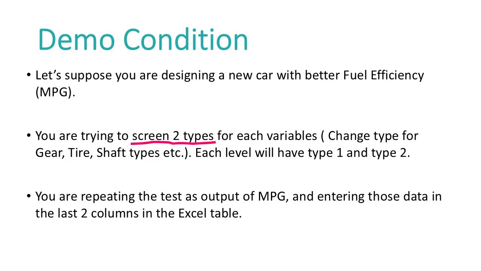Let's suppose you are designing a new car with better fuel efficiency. You are trying to screen 2 types of each variable, changing types for gear, tires, shafts, and so on. Each variable will have type 1 and type 2. You are repeating the test and entering those data in the last 2 columns in the Excel table.